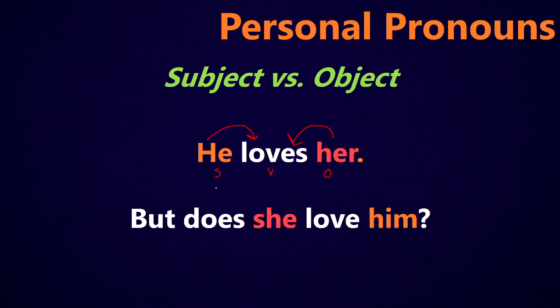Now let's switch the order. Does she love him? This is the same thing here, except we've reversed who's the subject and who's the object. So her becomes she because she is the subject of the verb love. Now he becomes him because him is now the object of the verb love. So he before the verb, him after the verb, she before the verb, her after the verb.